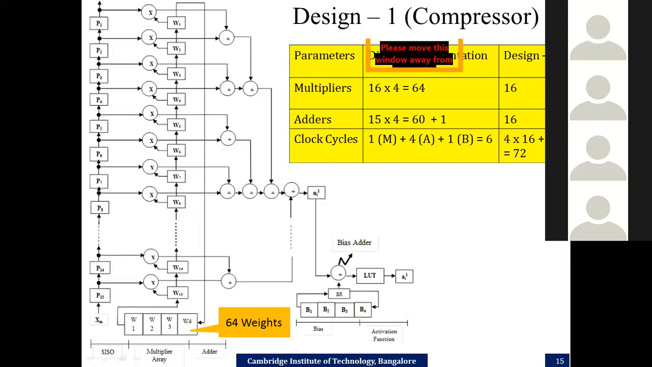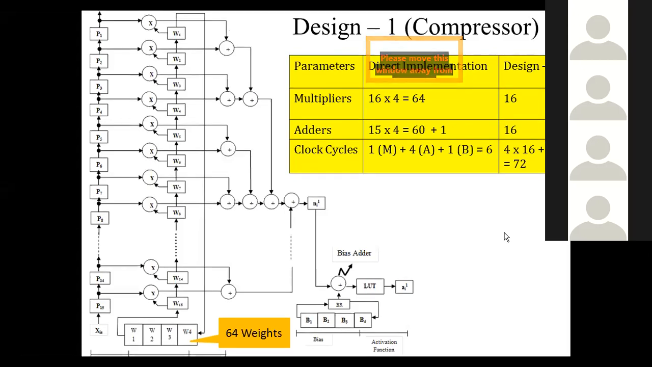Any other queries? Sir, in the table, 4 into 16 plus 6, so the total is 70. Probably you might have asked that. Oh, okay. Maybe I made a small calculation mistake there. So it is 70. Yes, correct. Sorry. Okay, good. Thanks for pointing it out.